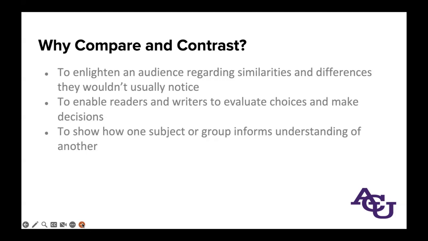make better decisions. Finally, why compare and contrast? Well, when we define and evaluate similarities and differences between subjects or groups, sometimes we can see how one subject or group informs our understanding of another subject or group.